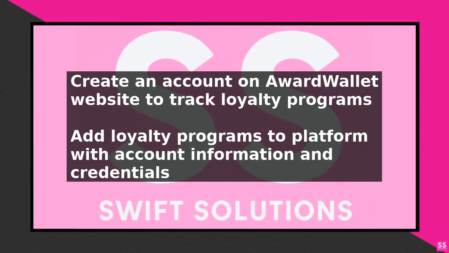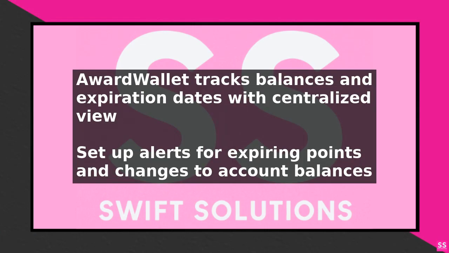card rewards. First, you need to create an account on the AwardWallet website and add your loyalty programs to the platform. This involves providing your account information, such as username and password, to allow AwardWallet to access your account data. Once your accounts are linked, AwardWallet will begin to track your balances and expiration dates, providing you with a centralized view of your loyalty programs.